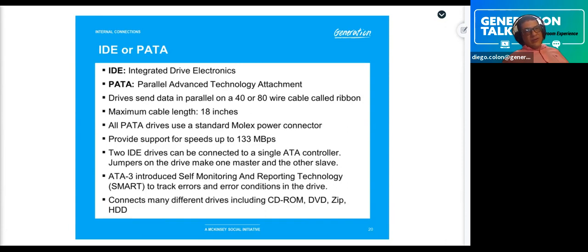ATA3 introduced a self-monitoring and reporting technology, or SMART, to track errors and conditions to the drive itself. These connect in many different drives, which you notice is the CD-ROMs that are out there. You have your zip drives, your DVD drives, and your hard drives themselves.